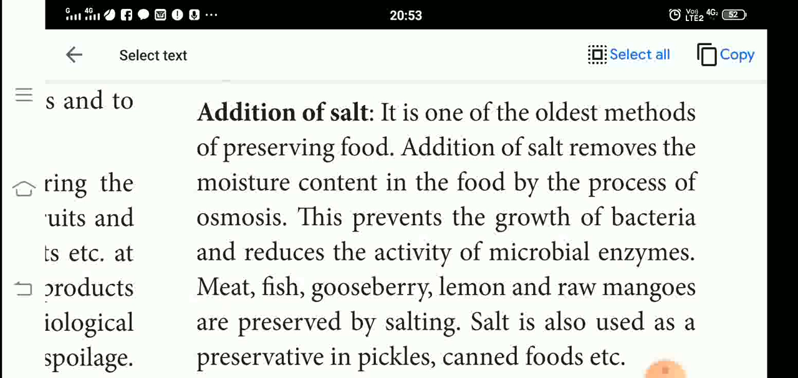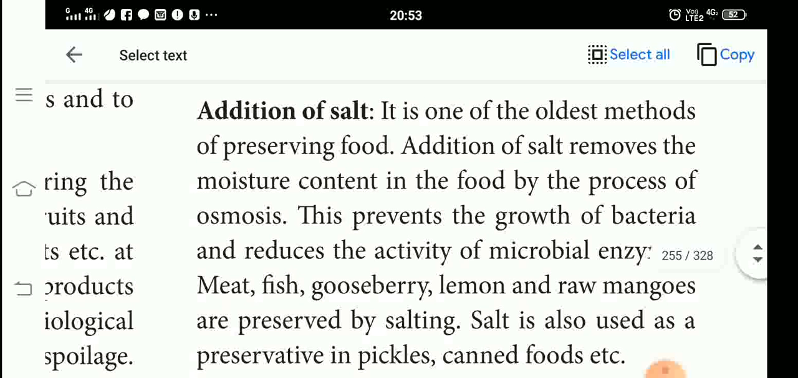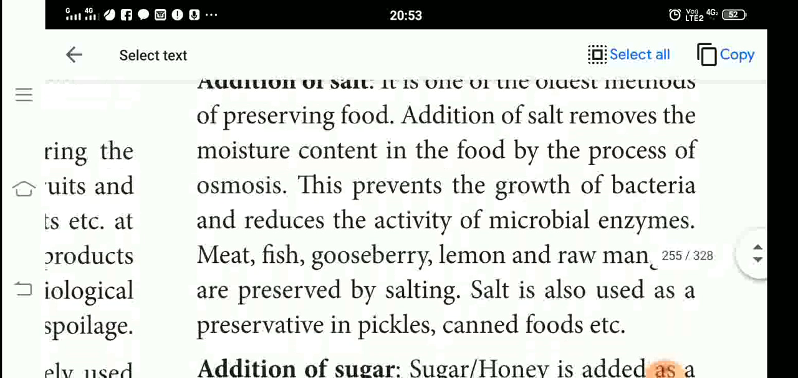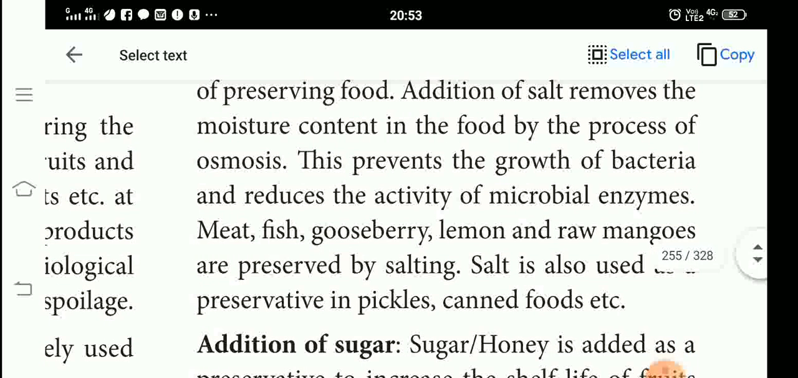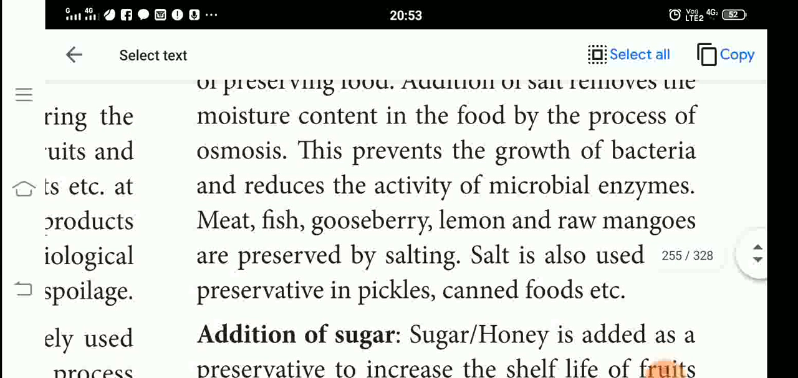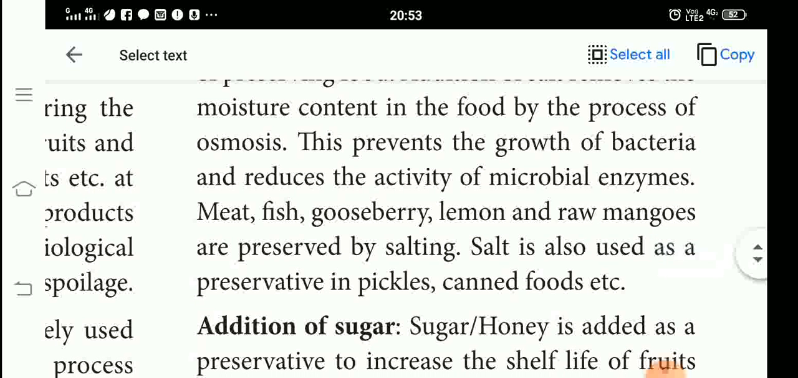If we are adding salt to the lemon or mango, what will happen? Automatically the pulp will be dried. The mango pulp will be dried by the process called osmosis. This prevents the growth of bacteria, because all the moisture content will be absorbed by the salt. So this prevents the growth of bacteria and reduces the activity of microbial enzymes.